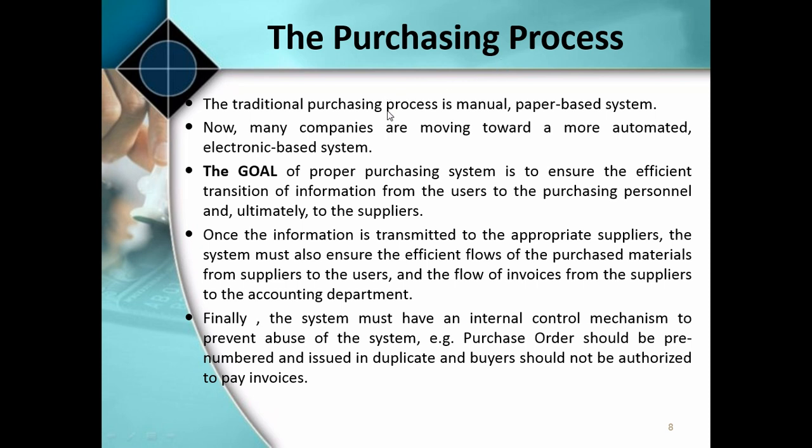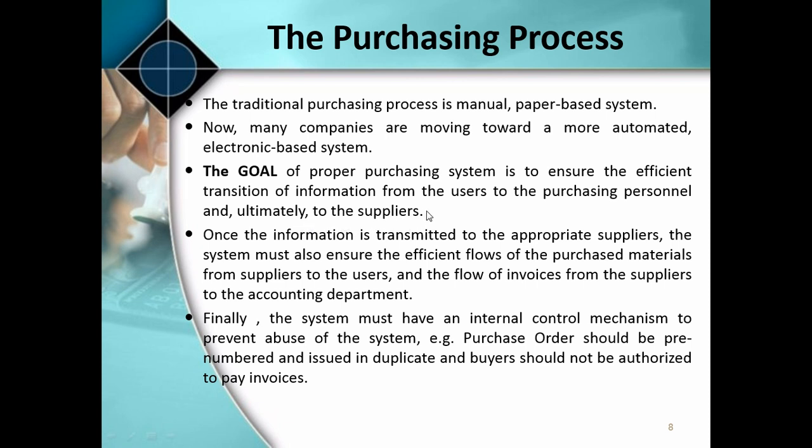Dia akan ada sama ada it could be a manual process, which is kita panggil sebagai paper based system, ataupun now many companies are moving toward more automated, which is electronic based system. Kena ingatlah dalam purchasing ni dia ada dua proses: paper based system ataupun electronic based system. Whatever system they are using, their goal is to have a proper purchasing system to ensure the efficient transition of information from the user to the purchasing personnel and ultimately to the supplier.